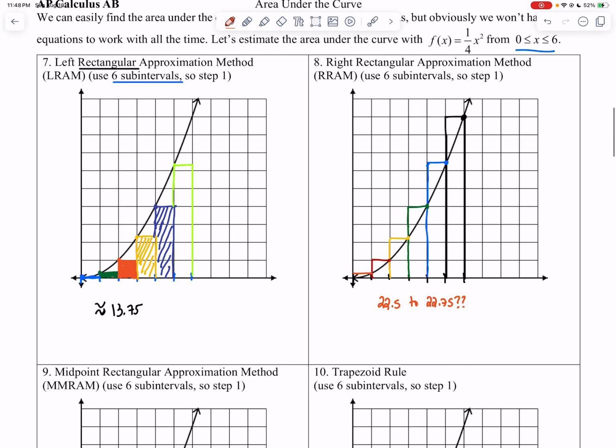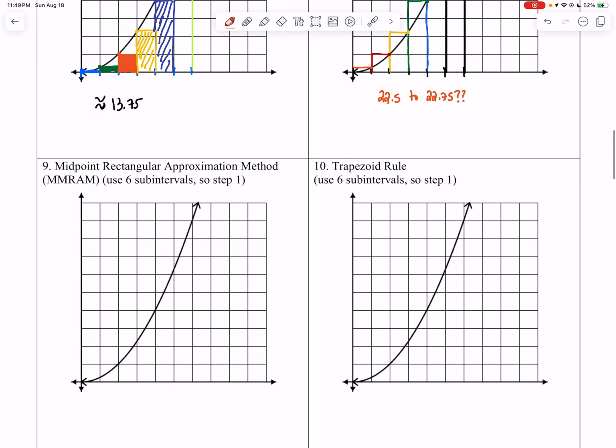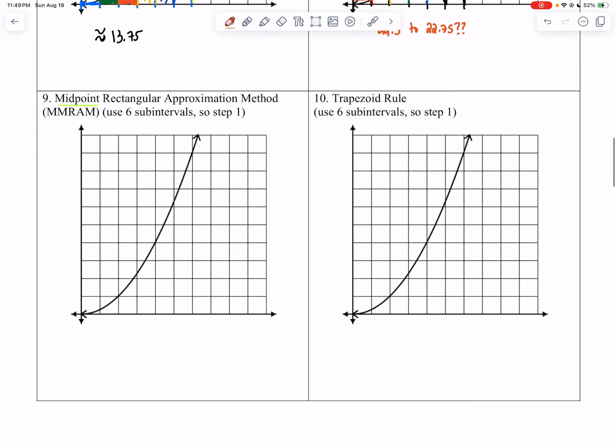All right. So if a left Riemann sum underestimates and a right Riemann sum overestimates, then let's look at something like number 9, where we have a midpoint Riemann sum, and think about, is it going to be an overestimate or is it going to be an underestimate? So looking at number 9, we are looking at a midpoint rectangular approximation method, which means that instead of using my left-hand point or my right-hand point, I'm going to be using the point in the middle.